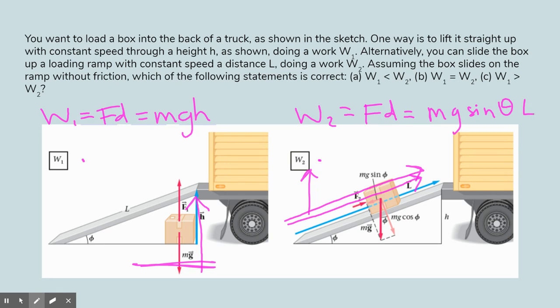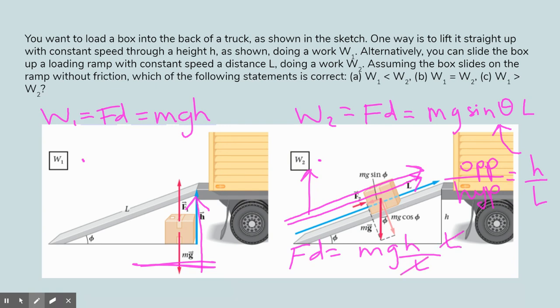Well, if we want to know what sine theta is, because obviously we can't really relate these right now, we can use trigonometry or geometry. We can use SOHCAHTOA to see that the sine of theta is just the opposite over the hypotenuse. In our case, that's equal to h over L. So let's replace that: F_D equals mg times h over L multiplied by L. We can cancel out the L's, and that leaves us with mgh. So work 1 and work 2 are going to be equal.